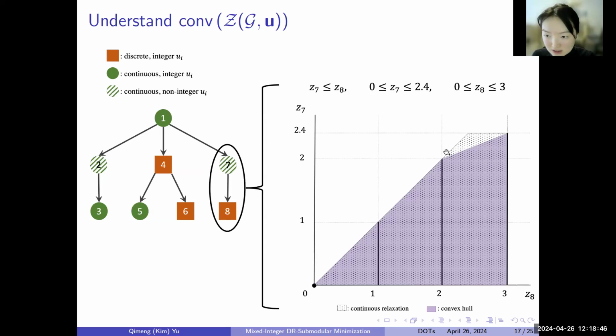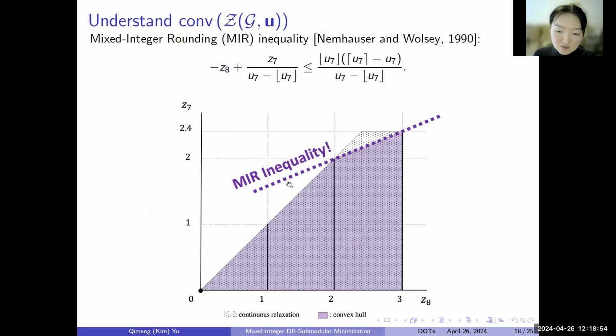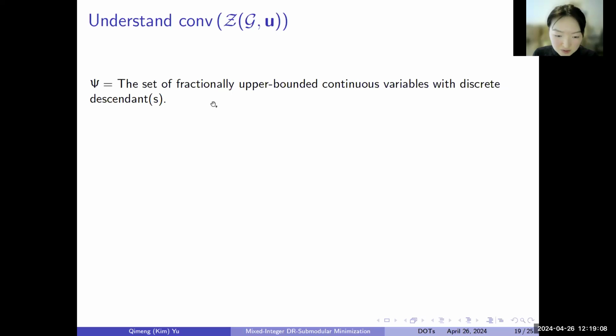Unfortunately, we observed that there is this extra triangle that we need to cut off. After some hard work, we found out that the mixed integer rounding inequalities will handle this. So this is a linear inequality involving Z7 and Z8. And pictorially, this is what this mixed integer rounding inequality does. In general, we managed to characterize the troublesome variables, just like Z7 and Z8. We throw them into this set called capital psi. And essentially, these are the fractionally upper bounded continuous variables with discrete descendants. Those are the ones that are causing trouble.